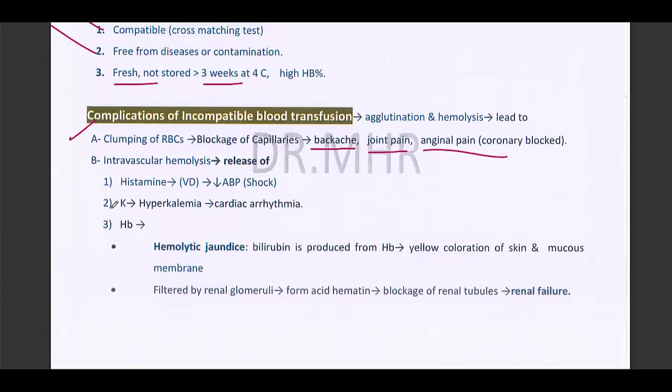That's firstly. Secondly, intravascular hemolysis: release of histamine will make vasodilatation and decrease the arterial blood pressure, that will make shock. And release of potassium, okay, will make hyperkalemia, that will cause cardiac arrhythmia.